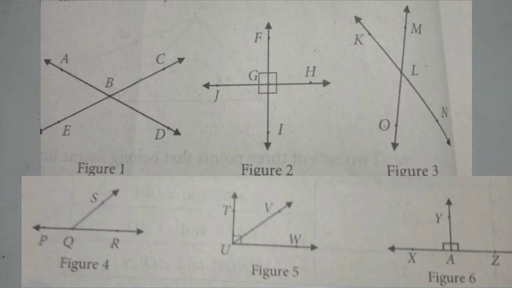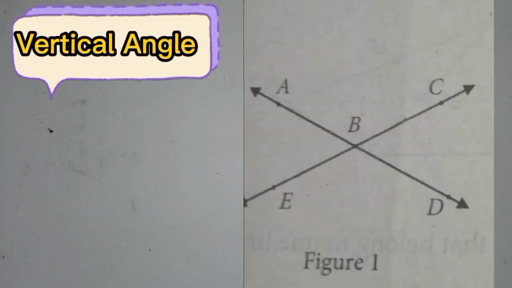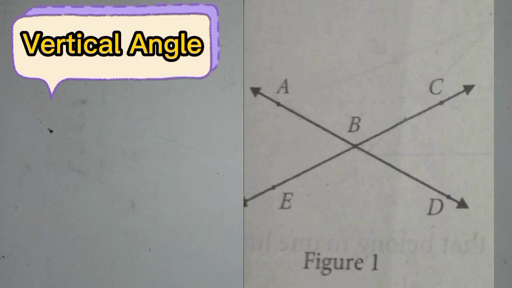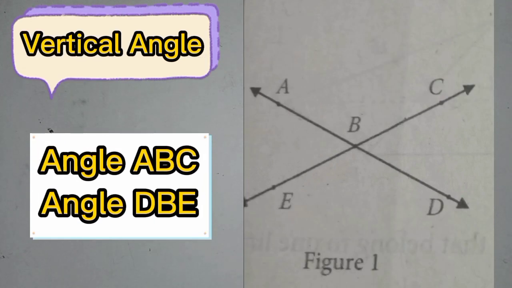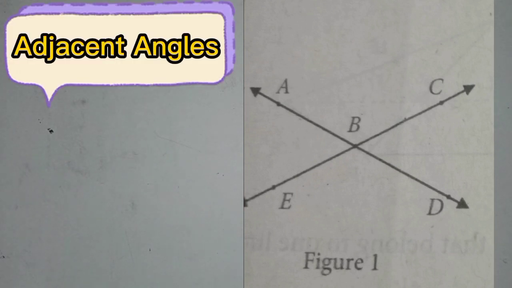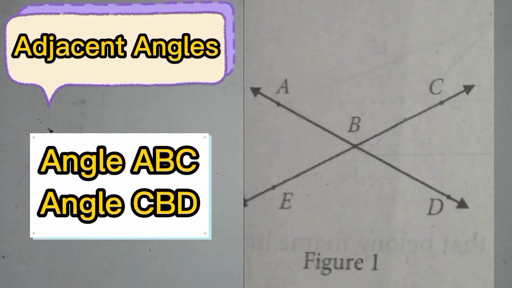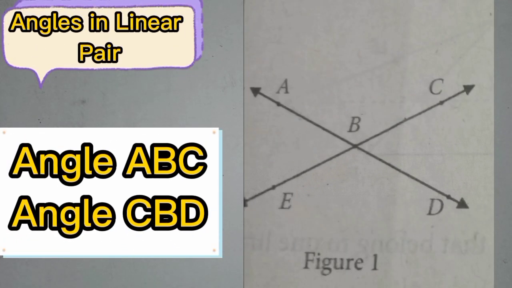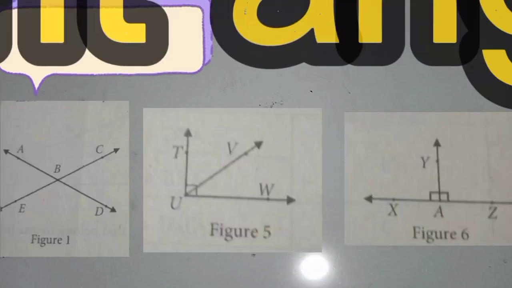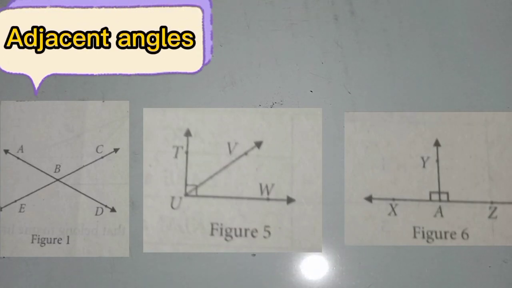For example, you're asked to determine the vertical angles using figure 1. The names of the angles are angle ABC and angle DBE. If you are asked to name adjacent angles using figure 1, we have angle ABC and angle CBD. If you are asked to name angles in a linear pair, you have here angle ABC and angle CBD.